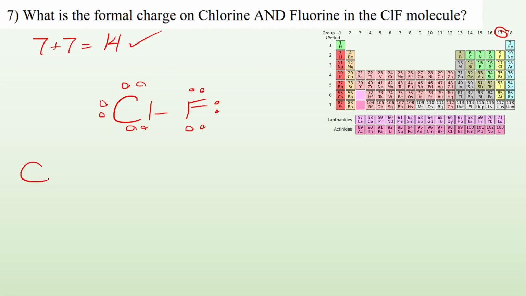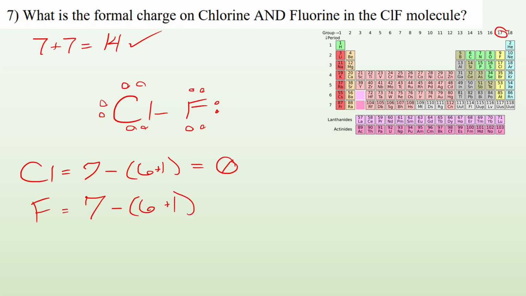So let me do the formal charge math for chlorine. It had 7 valence electrons. It kept 6 to itself, and it made 1 bond, so its formal charge is 0. Same process for fluorine. Fluorine had 7 valence electrons. It kept 6 to itself, and it made 1 bond, so its formal charge is also 0. There you go. That's it.